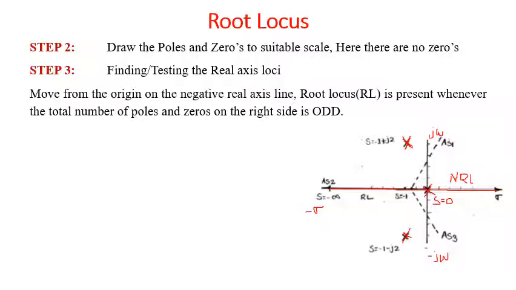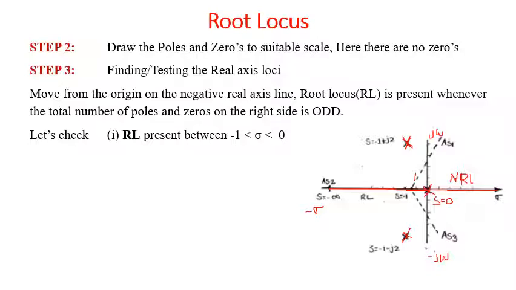Then coming to the test line. The test line will be between s equal to 0 and s equal to minus 1. That is the first test line, between 0 and minus 1. So you are going to stand here and count how many poles and zeros are on the right side. It is 1 here. 1 means it is an odd number. So the test line between 0 and s equal to minus 1 is going to be a root locus line, RL.